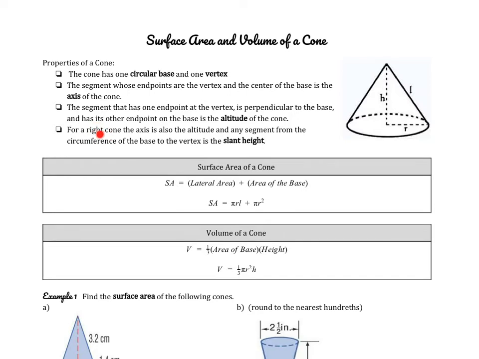Also for a right cone, any segment that goes from the circumference of the circle to the vertex is called the slant height. You can see the slant height here denoted with an L. So this is our height, also our axis, and this is our slant height.